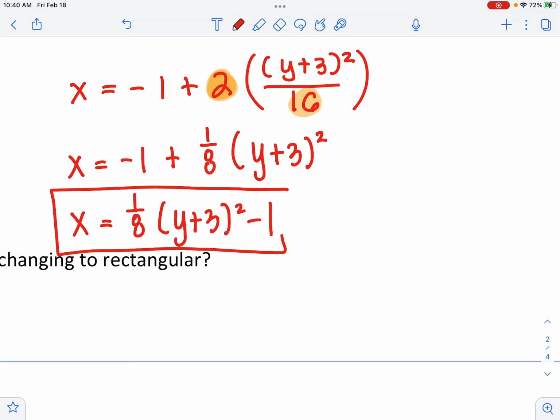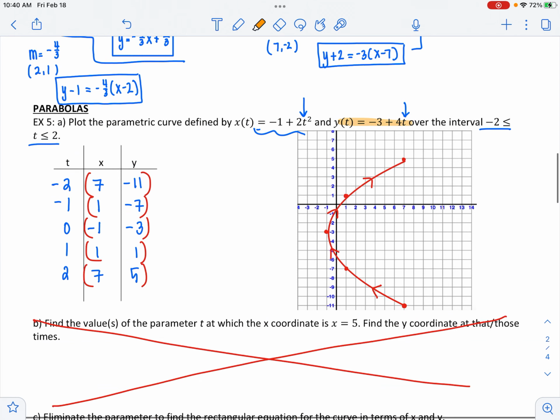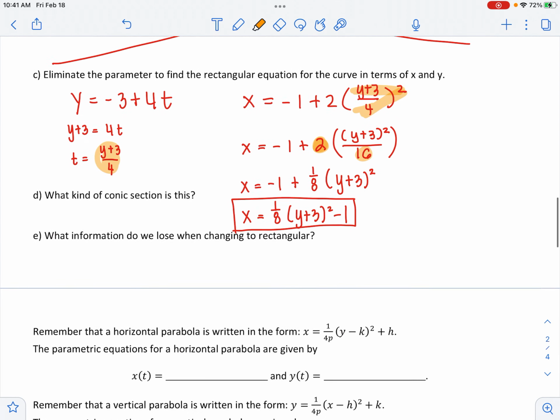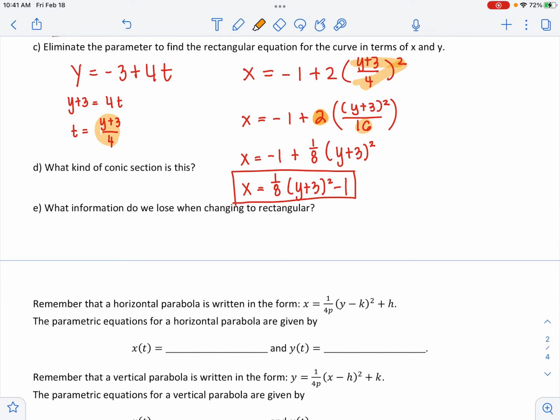So if you look, this is a parabola facing to the right. Well, that's not very nice. Facing to the right with the vertex of -1, -3, right? And if you look, that's what we got. Vertex of -1, -3 facing to the right. What kind of conic section is this? It's a parabola.